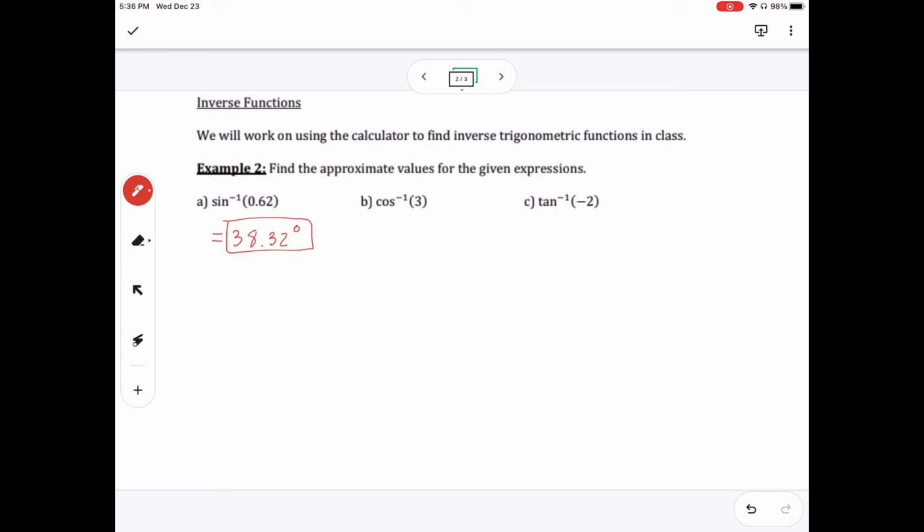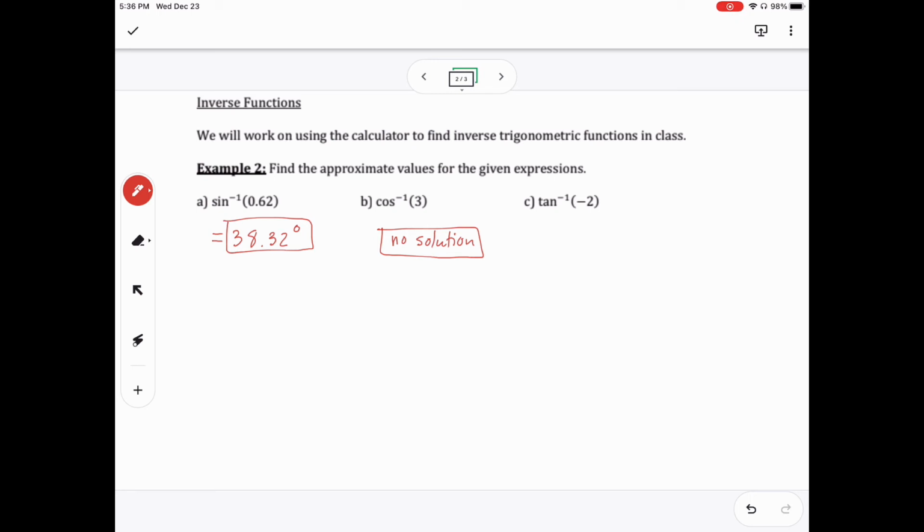For letter B, you're given inverse cosine of 3. Now for this one, remember that 3 is greater than 1, so you will not be able to find a value because it's not on the unit circle, so we'll have to say no solution. Your calculator will say error when you plug this in.